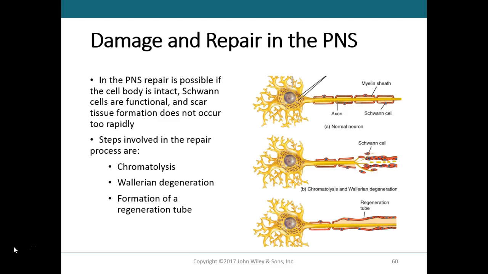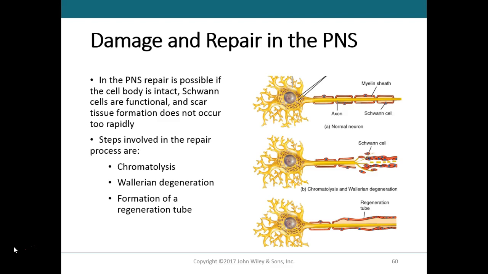So about 24 to 48 hours after injury, a process of breakdown occurs called chromatolysis. So some of the organelles, especially the Nissl bodies within the cytoplasm of the cell, are broken down. About 3 to 5 days after injury, the part of the axon distal to the damaged area becomes swollen and breaks up into fragments. The myelin sheath degenerates, and even though the axon and the myelin sheath degenerate, the neurolemma, or the membrane, still remains. So degeneration of this part of the axon and the myelin sheath is called Wallerian degeneration.